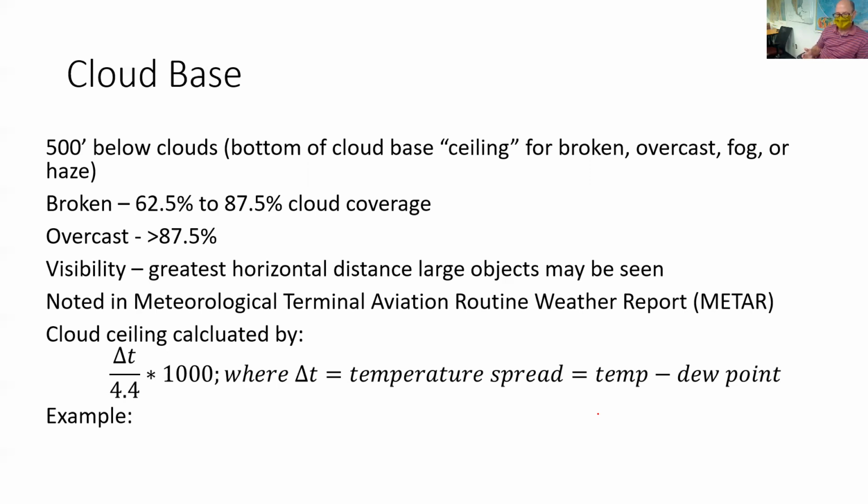So what is the temperature spread? It's basically the difference between the temperature and the dew point temperature. So delta T is the difference between the current temperature and the dew point, which out in the West is usually a pretty big number, right? So divided by 4.4 and multiplied by 1,000, and that's where you would expect clouds to form at that elevation.